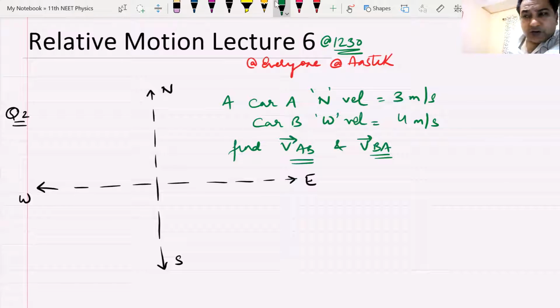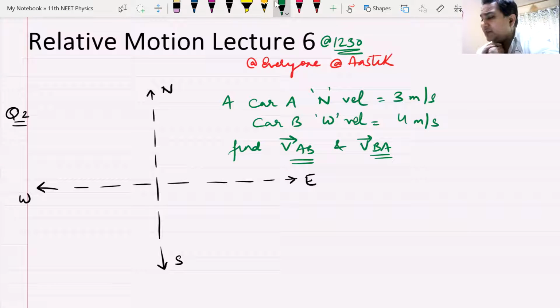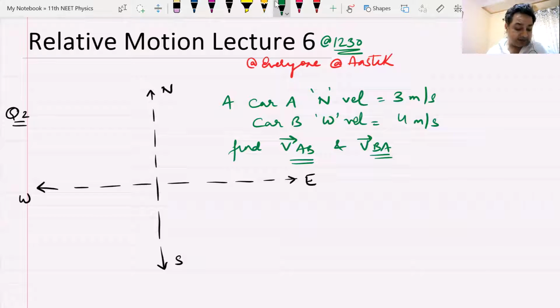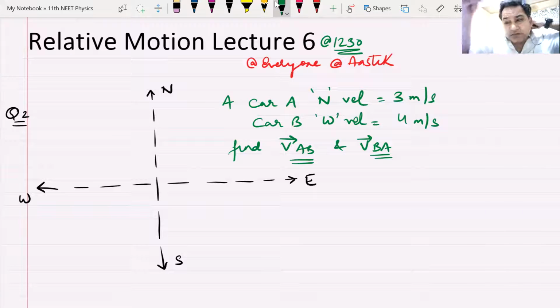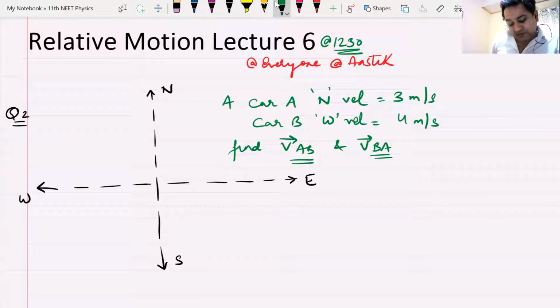Can you do that for me, all of you? It's pretty simple. I hope you remember the use of i and j. i is the unit vector along positive x-axis, j is the unit vector along positive y-axis, minus i along minus x and minus j along minus y. Your time starts now.